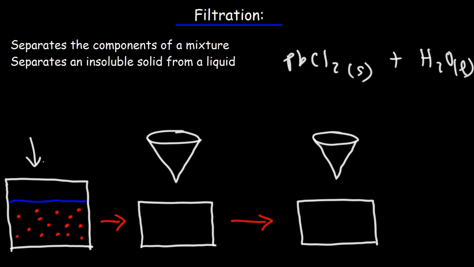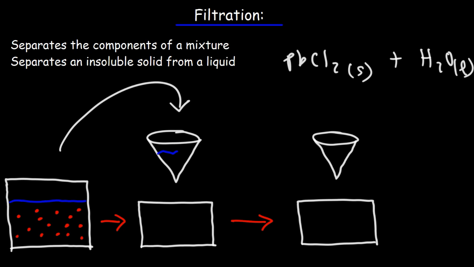Now, here's a visual illustration of the two substances. So the red dots would represent lead-2 chloride in this example. Now what we're going to do is we're going to take this mixture and we're going to pour it onto basically a funnel combined with a filter paper. The filter paper contains very small pores that will allow water to flow through it.